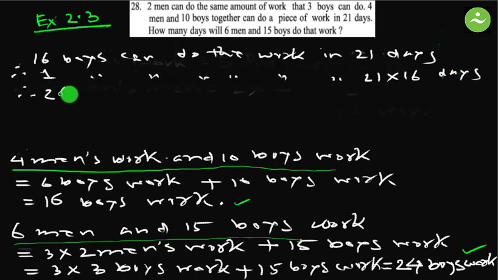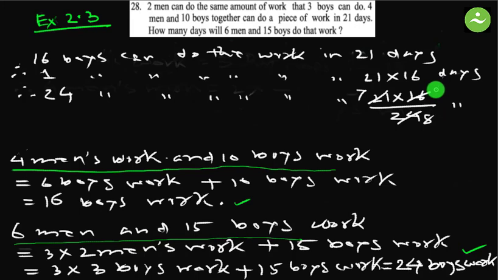Therefore, 24 boys can do the work in, now the number of boys increases, so days will decrease. So 21 multiplied by 16 divided by 24 days. Simplify and divide both by 3. This is 7, this is 8. Again divide both by 8. This will be 2, this will be 1. So 7 multiplied by 2 is 14, equals to 14 days.